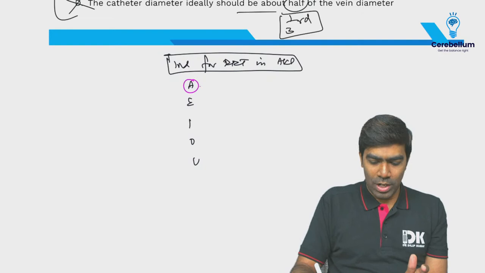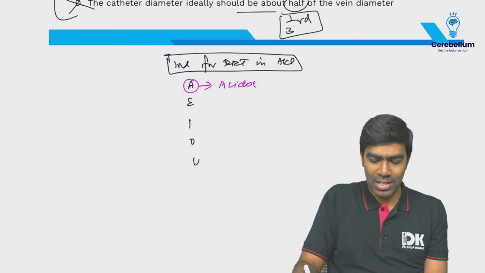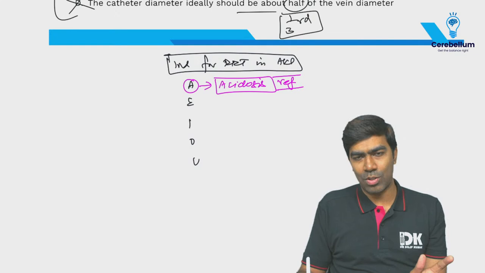What does it mean in RRT? Indications for RRT. A stands for acidosis, especially refractory acidosis. If you're not able to correct that acidosis at all, you can start.